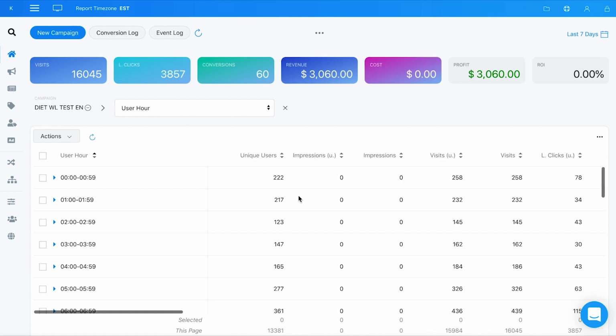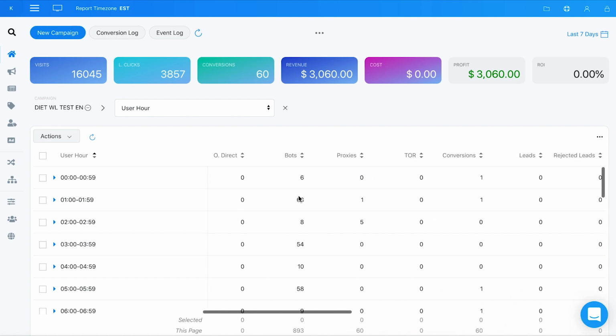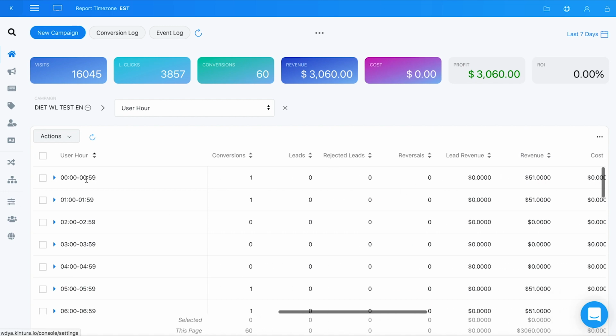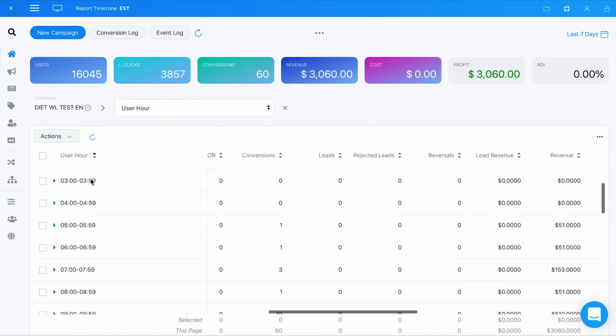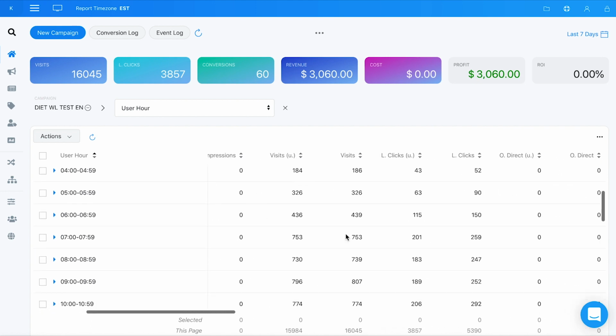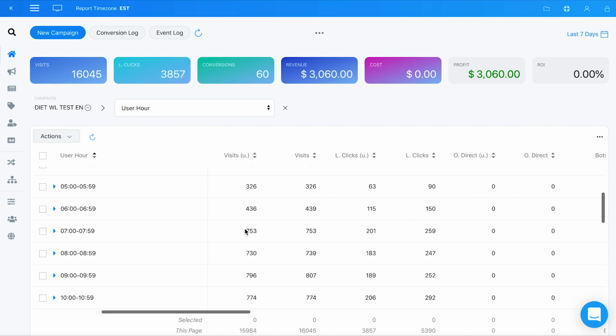What's critical to note here is that when we go to look at conversions, these are sorted by the user hour. And what that means is, for instance, if we go to visits, we will see that these 753 people right here visited during the 7 a.m. to 8 a.m. hour, right?